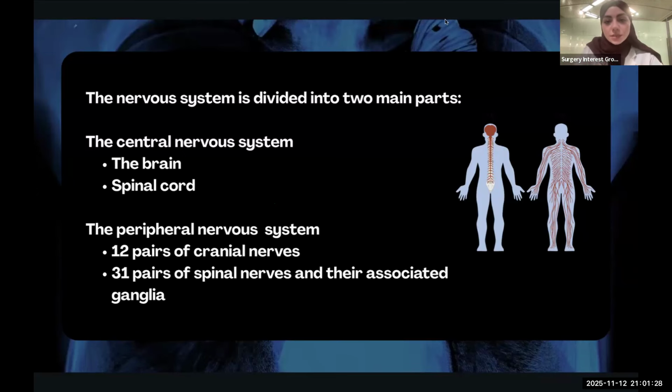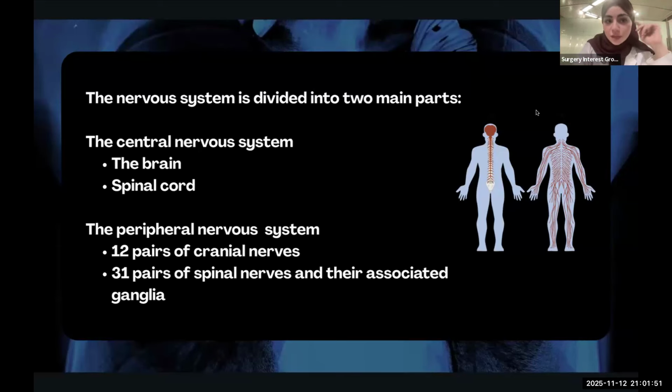So what does this mean? This means that the nervous system is divided based on the organs or the structures, not function. So it's divided into two organs, the brain and the spinal cord. This is going to be the central nervous system. Now, the second anatomical part is going to be the peripheral nervous system, and it's basically all the nerves that are coming out of the central nervous system.